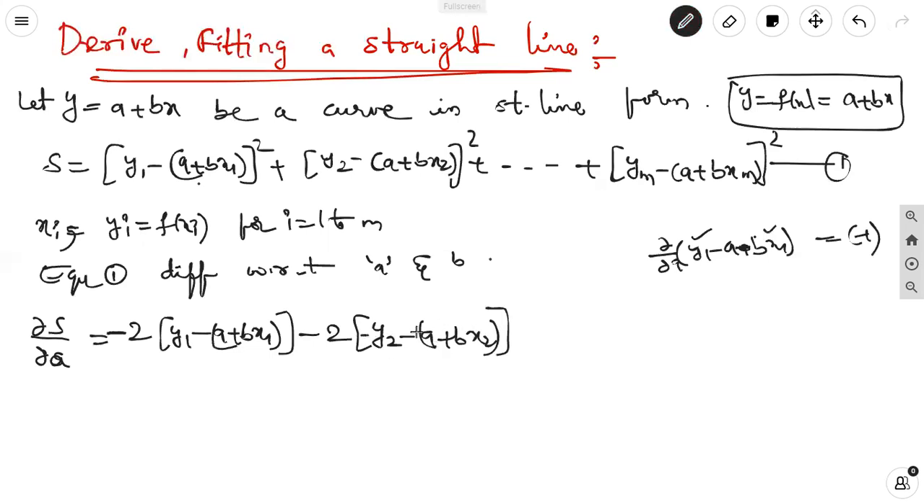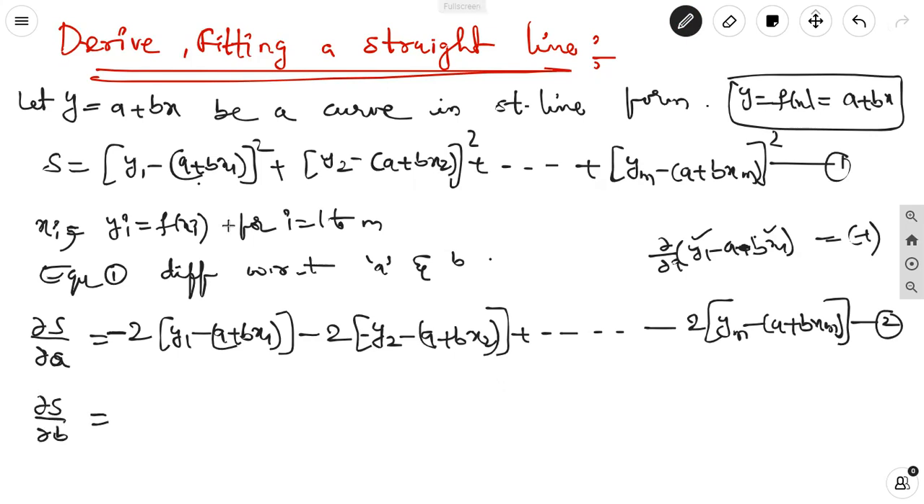These two get reduced to 0, and the differentiation is minus 1, plus so on, minus 2 ym minus of a plus bxm. This is equation 2. Next, one more: ∂S/∂b is equal to 2 minus 2.